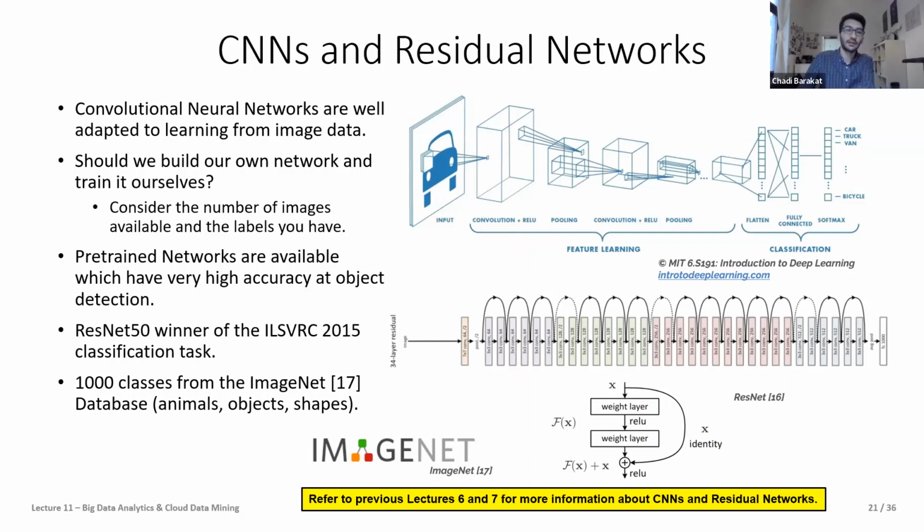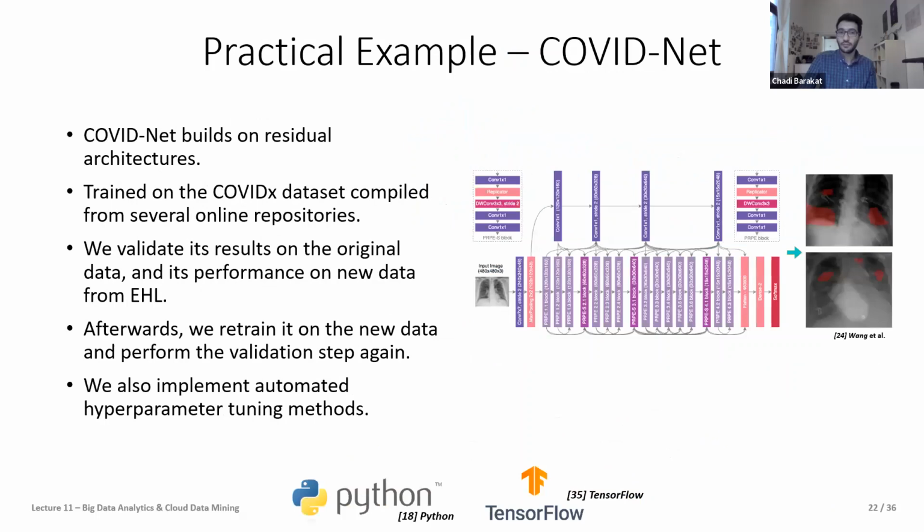The specific ResNet 50 was trained on 1,000 classes from the ImageNet database, in this case for animals, objects, and shape detection. But the makers of COVIDNet built on that in order to just detect 3 classes: COVID-19, non-COVID pneumonia, and healthy patient.